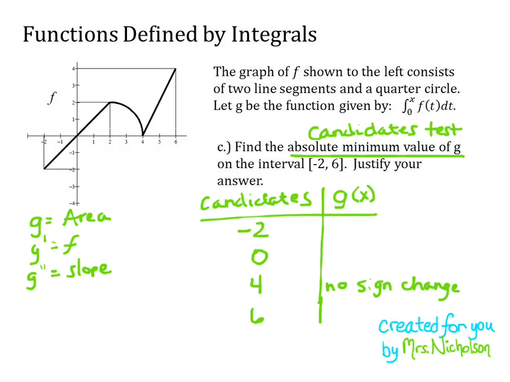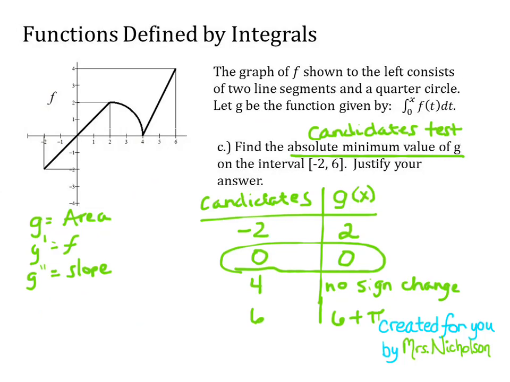G of -2, and notice we've already found this value back in part A. If you look back at part A, we found that G of -2 was equal to 2. G of 0 was 0. And G of 6, I hope I'm remembering correctly, I believe was 6 plus pi. And so we're looking for the absolute minimum, and the lowest value there is 0. That would be our minimum.